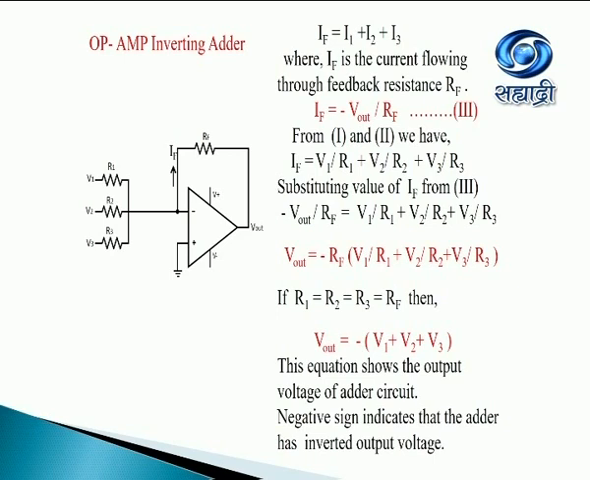If R1, R2, R3 and RF are equal, then Vout is equal to minus (V1 plus V2 plus V3). This equation shows the output voltage of the adder circuit. The negative sign indicates that the adder has inverted the output voltage.